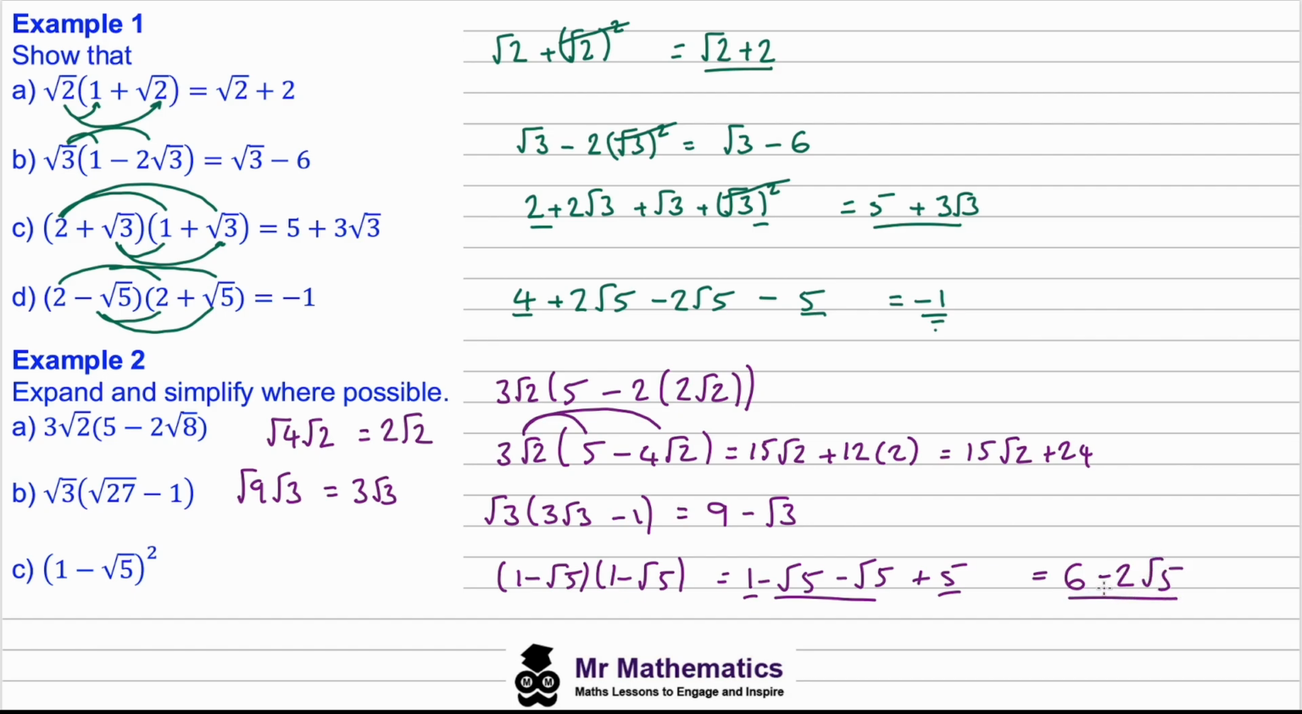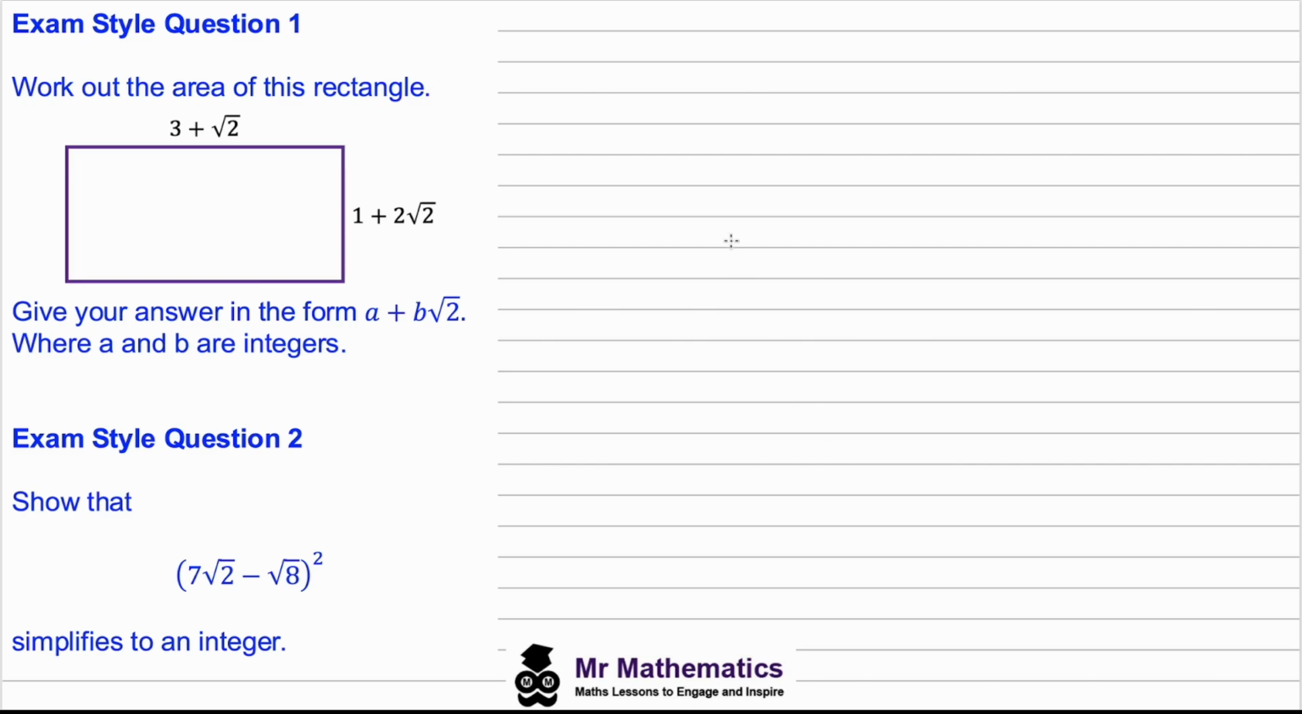Okay? So I hope that's given you an idea on how we can expand out brackets involving surds. Let's try some exam style questions. Okay, so in question 1, we've been asked to work out the area of this rectangle in the form of a plus b root 2. We've been asked to work out a and b. For question 2, we've been asked to expand out this bracket and to show it simplifies to an integer. So do you want to try these questions yourself? You can pause the video, and when you come back, we'll go through the worked solutions.